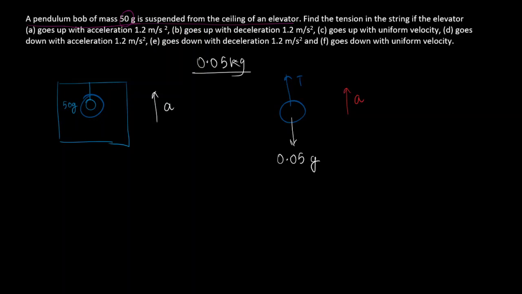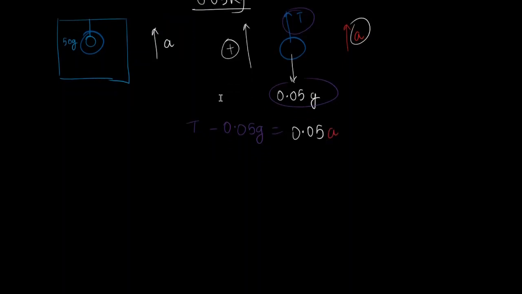Let's just take some convention. Let's just take this direction to be positive. Then T lies in the positive direction. So T, 0.05 G, that lies in the negative direction. So it's negative 0.05 G. This is the sum of all the forces and the mass times acceleration on the other side. The mass is, well, 0.05. And the acceleration, right now it's in the positive direction for what we have assumed. So we'll write positive A. Solve for this a bit, and you would arrive at T equal to 0.05 times (G plus A).